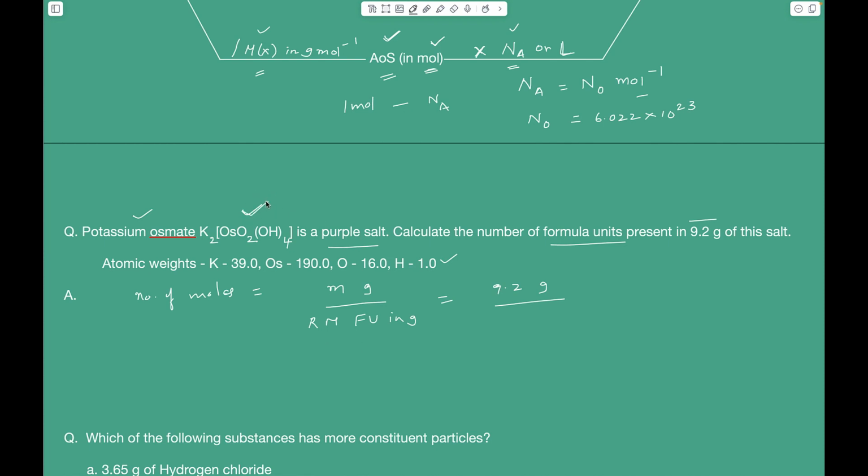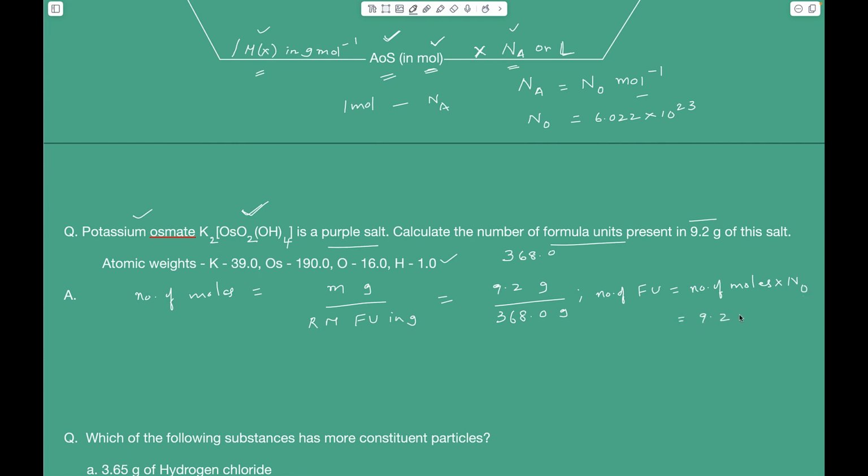This is the formula and here are the atomic weights. And upon calculation, you would get the relative mass of this formula unit to be 368.0. And if you express that in grams, it would be 368.0 grams. So this is the number of moles. Then how do you get the number of formula units? You have to multiply the number of moles with Avogadro's number, capital N or capital N with the subscript 0.